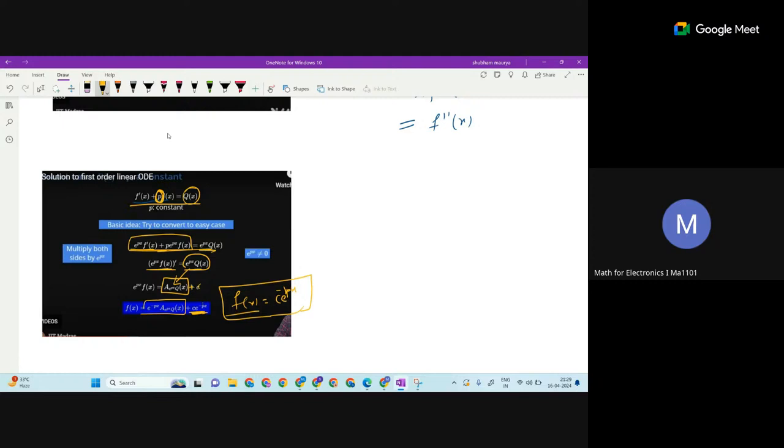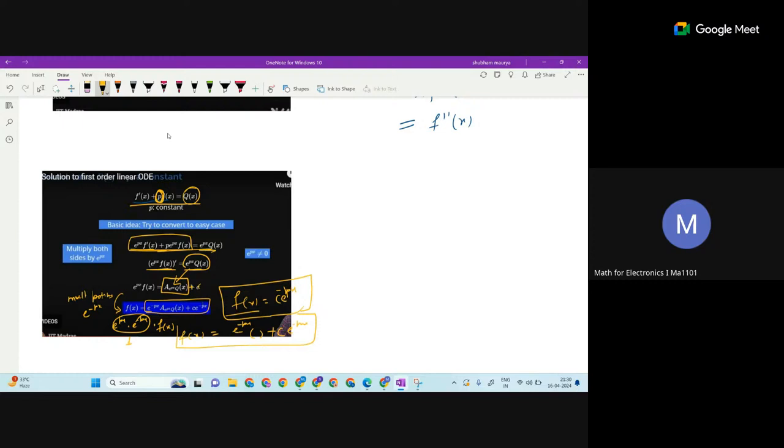And why did the minus e power come? The next step is to multiply both sides by e to the power minus px, then you will get this step. If you multiply both sides, this will be e to the power px into e to the power minus px, which gives 1 into f(x), plus the right side, where e to the power x is multiplied here. So finally you get f(x) equal to e to the power minus px times the anti-derivative, plus c times e to the power minus px. This way we got f(x).